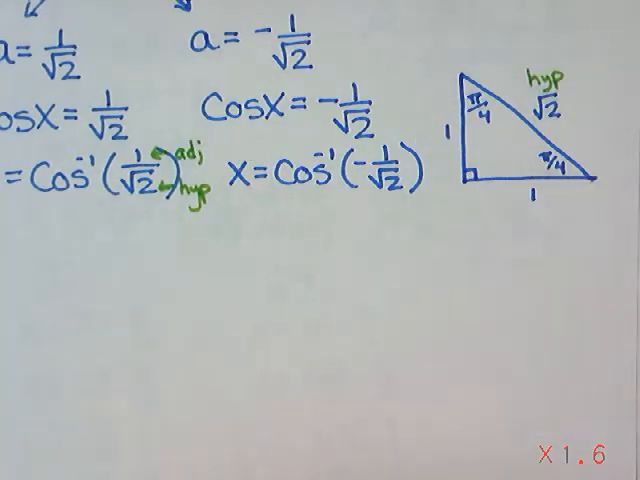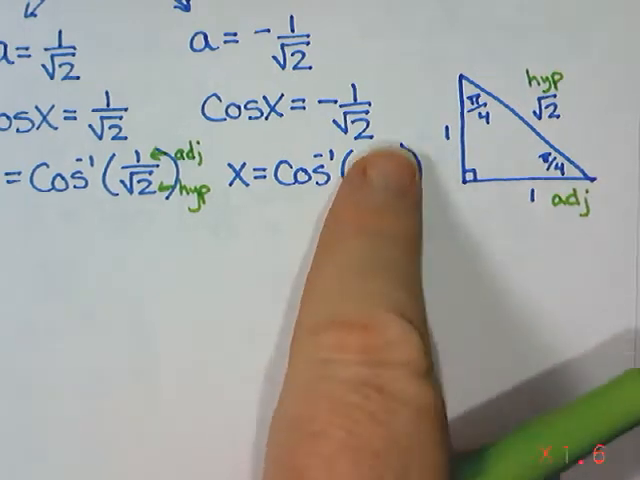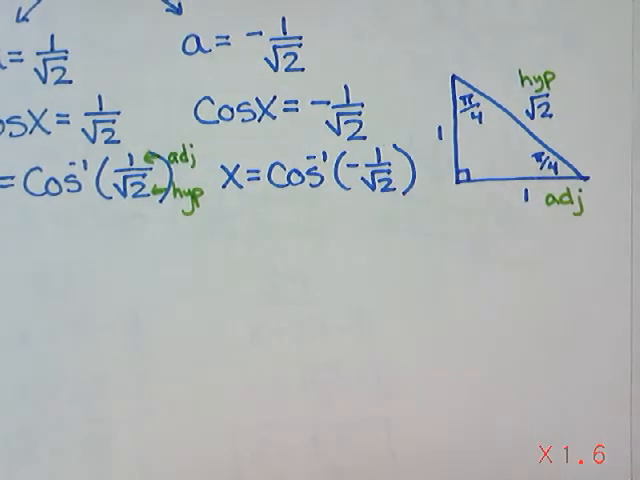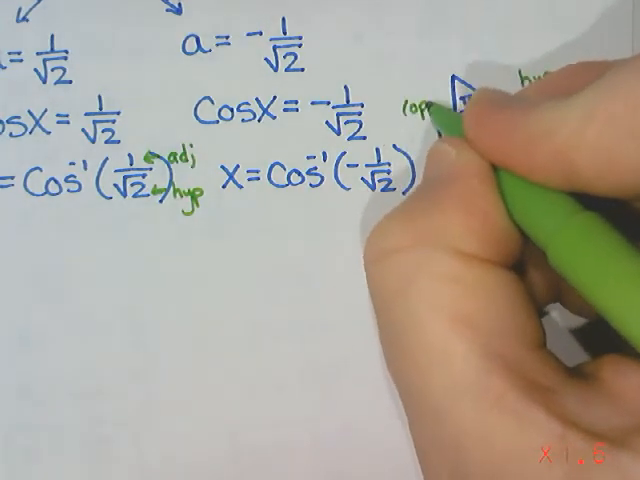I have two 1s. Does it matter which one I pick? Not really. I think I'm going to pick the bottom one to be the adjacent. I could pick this one to be the adjacent. It doesn't matter. If this is the adjacent, this one is the opposite.